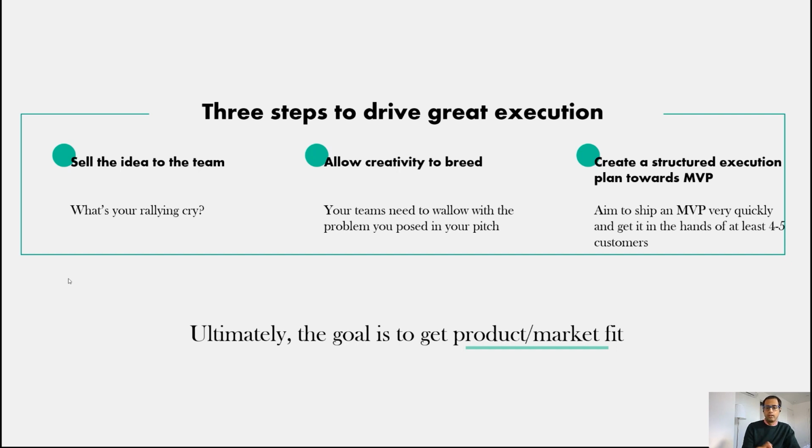But also, the third thing is create a structured execution plan towards an MVP and aim to ship that MVP very quickly and get it in the hands of the customers so that they can validate that what you're doing is actually solving for the pain points you set out to solve. The ultimate goal here is to get product market fit as quickly as possible. And you won't get the momentum, obviously, unless you actually launch the product broadly into market. But by having an MVP that's validated by real customers in real scenarios, you maximize your chances of making that happen later on.